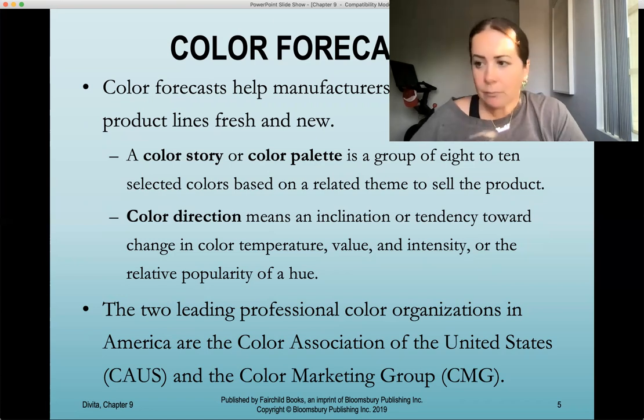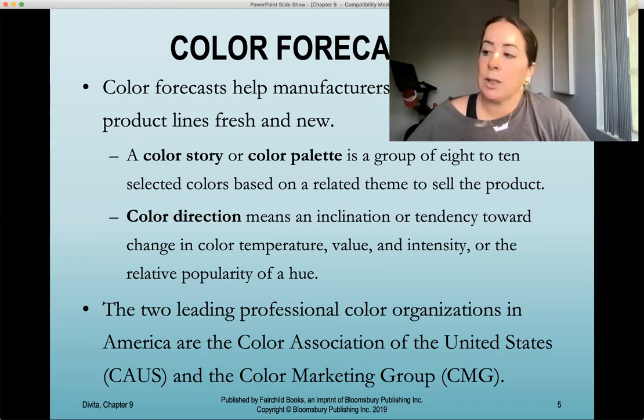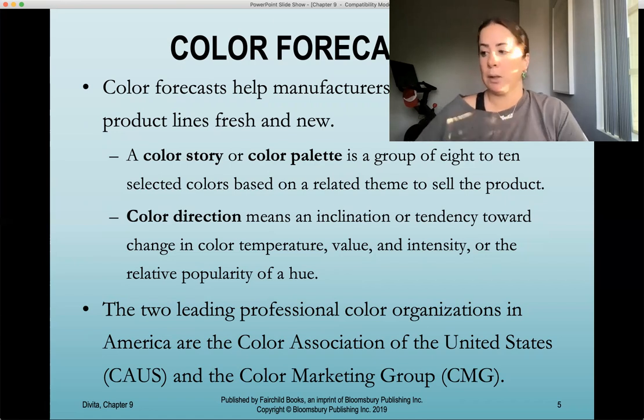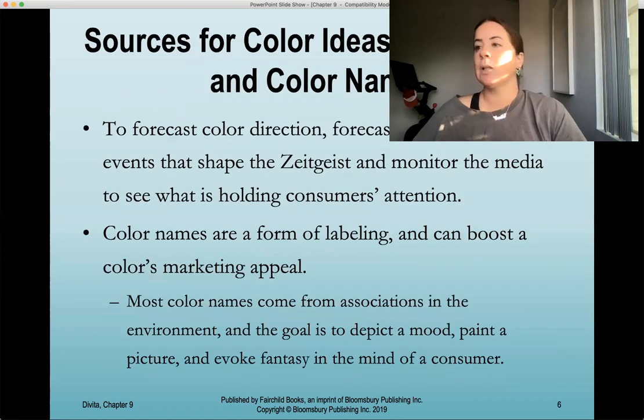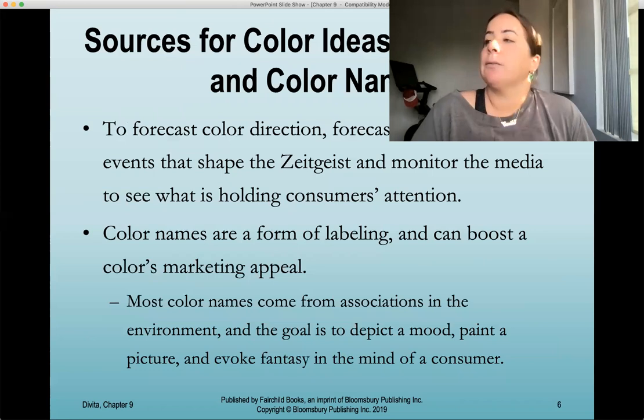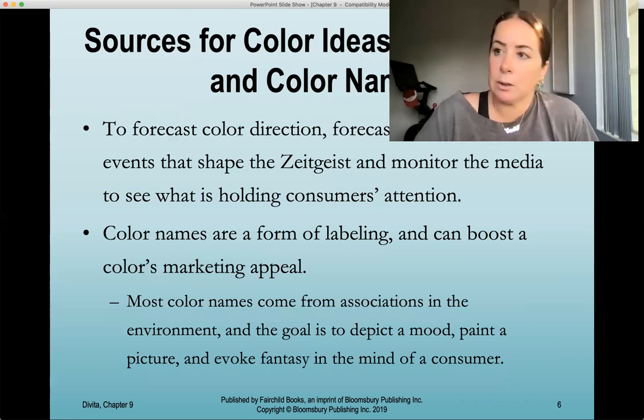There are 2 leading professional color organizations in the United States. One is called the Color Association of the United States, CAUS, and the second one is the Color Marketing Group, CMG. So for some sources of color ideas and palettes and color names, we tend to look towards certain sources.